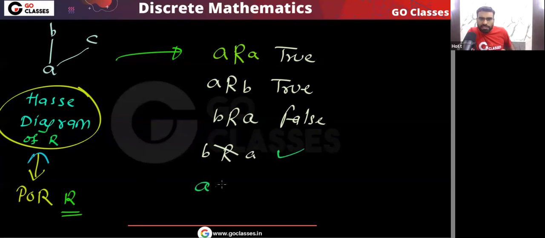Okay, and you tell me, can I say A is related to C? Yes, A is related to C. Okay, and what about C related to A? C is not related to A. Okay, because all the directions, remember, they are upward. Assume that all the directions are upward.